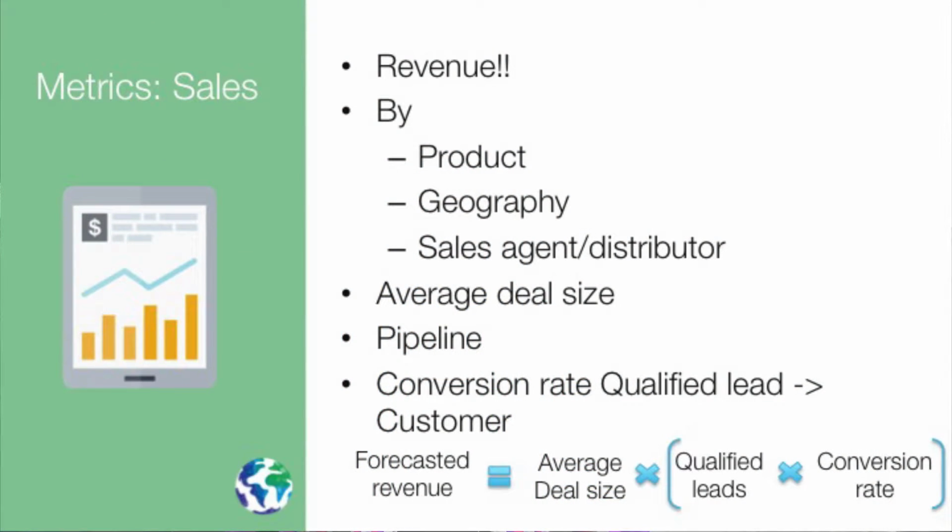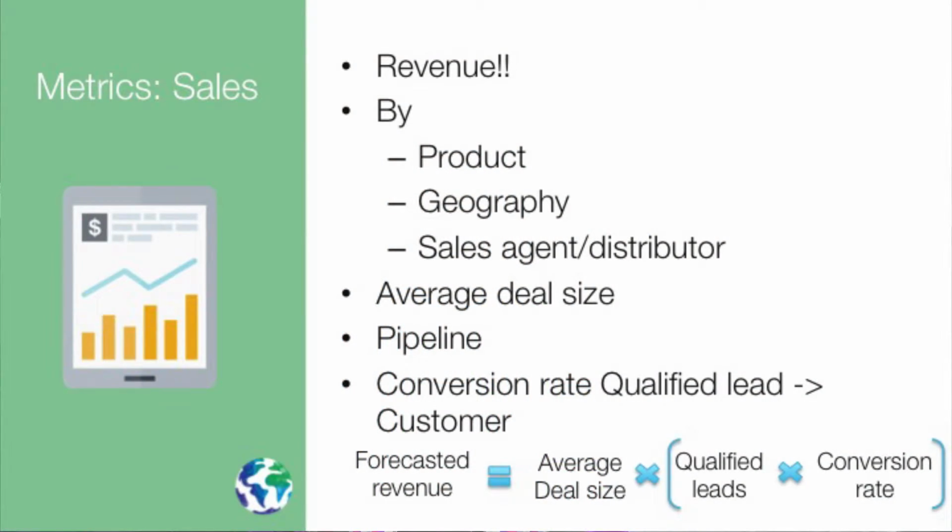And then you should be tracking your sales metrics. Of course, there's overall revenue, which everyone cares about, but you should also be thinking about that by product, especially if you've got multiple products you're selling, by geography, by sales agent, by distributor. So you should be breaking these down to see not just overall, but what products are selling, and what distributors or salespeople are or are not performing. You should have visibility to all of that. Also think about your average deal size. Are you always just selling one widget or one service, or are you selling multiple? And so what is your average deal size?